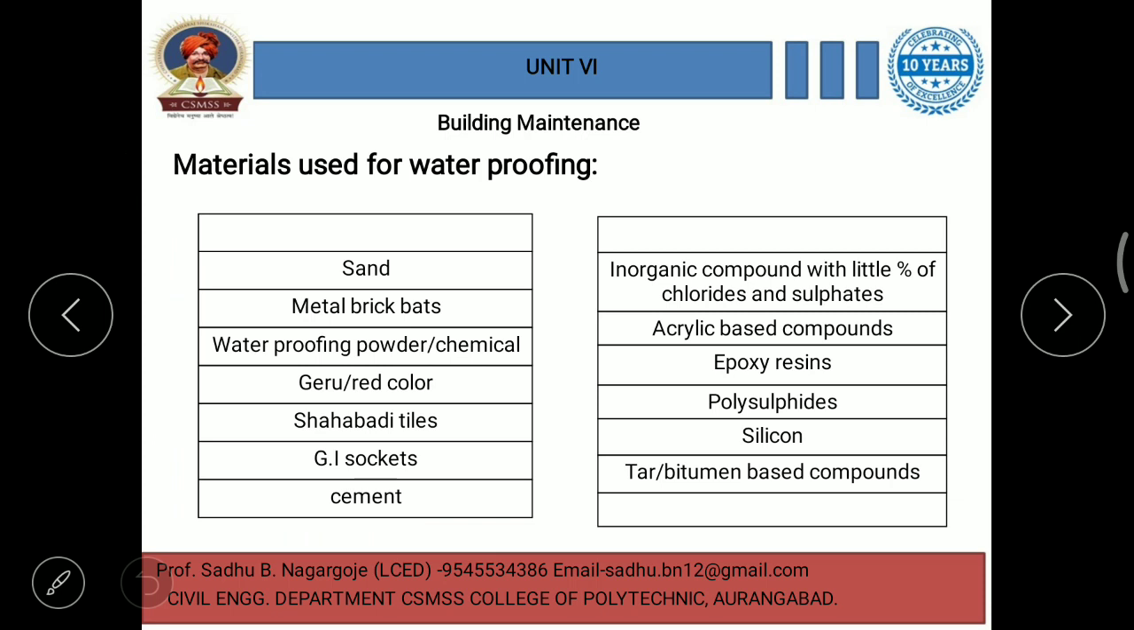Then the materials used for waterproofing are these basic materials: sand, metal, bricks, bats, waterproofing powder or chemical, geru or red color, shahabad tiles, GI sockets or cement. Then again, inorganic compounds with a little percentage of chlorides and sulfates may be used. Acrylic based compounds, epoxy resins, polysulfide, silicone, tar or bitumen based compounds may be used for waterproofing.